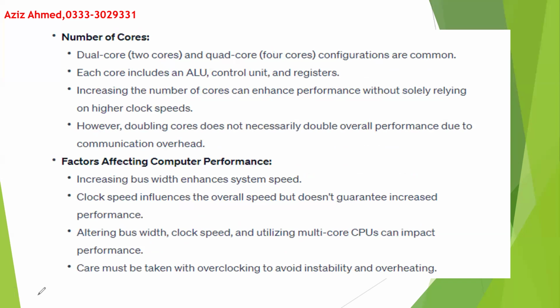Fourth factor is number of cores. Number of cores means number of processors. This is the fourth factor which can affect your computer performance. Teacher, what's the core? Core means processor.